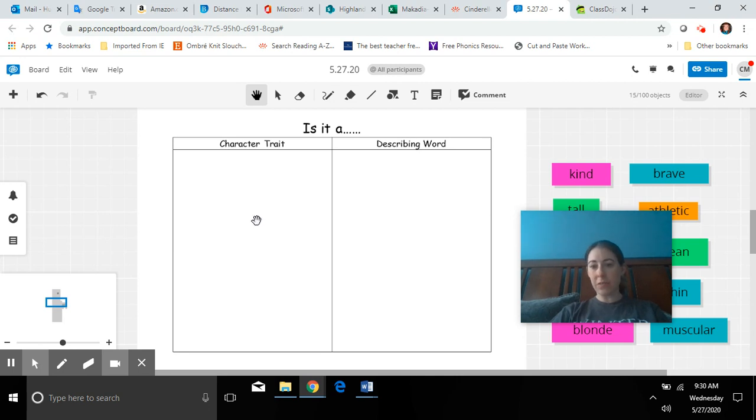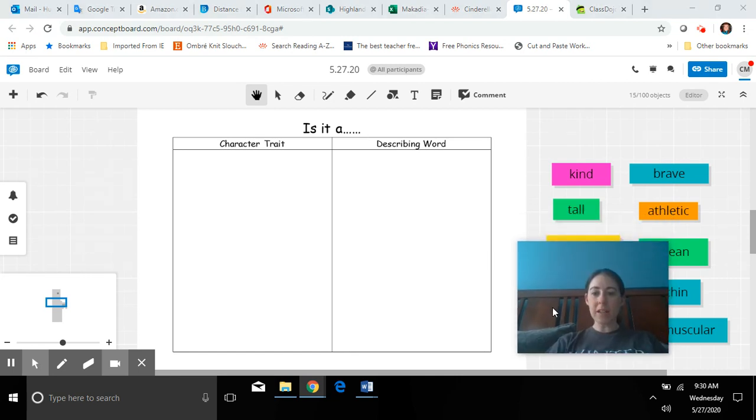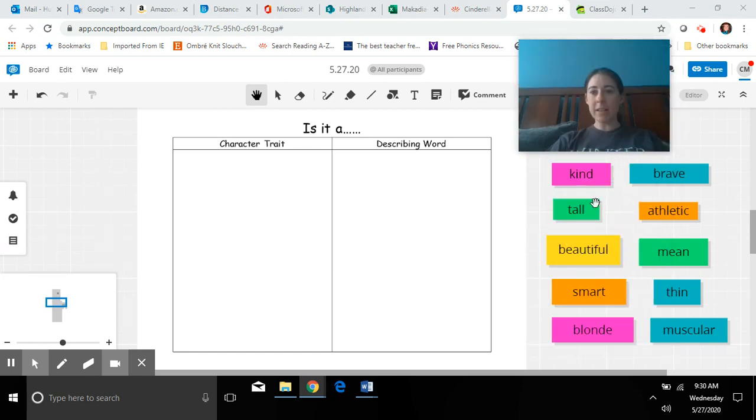So let's talk about the difference between those two things. A character trait is a describing word that shows what a character is like on the inside. So a character trait is not something you can see with your eyes. A describing word to describe a person could just be something to show what we see when we look at them. Okay, so we want to be able to identify the difference. So I have here some words. We're going to practice saying them together.